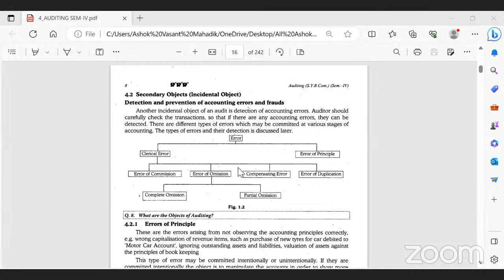Okay. Then we have error of duplication. This is just opposite to error of omission. In omission, we omit the transaction, we do not record it. But in error of duplication, we record the same transaction twice.